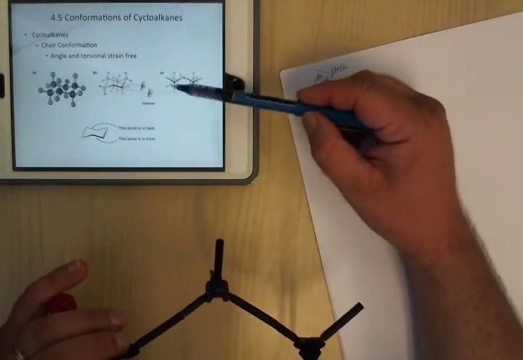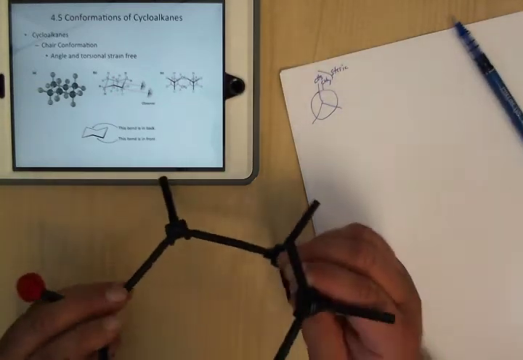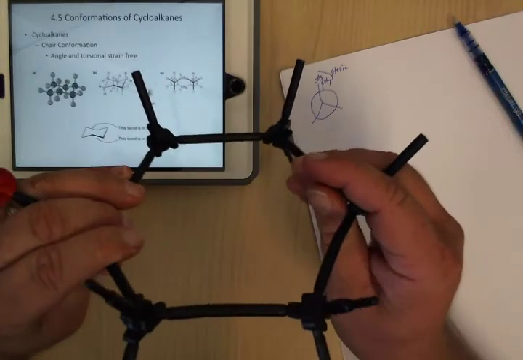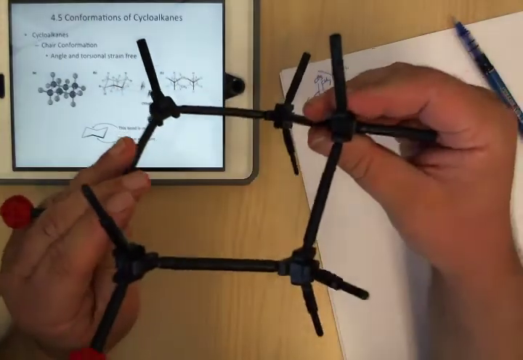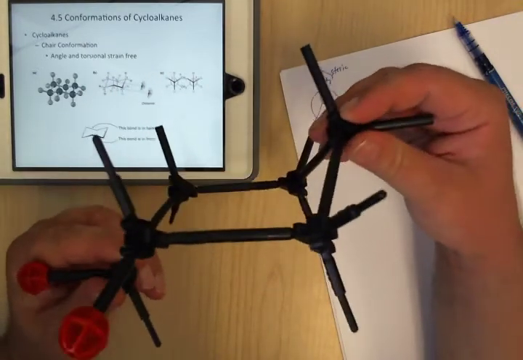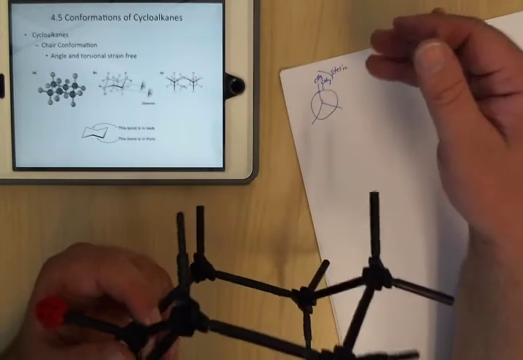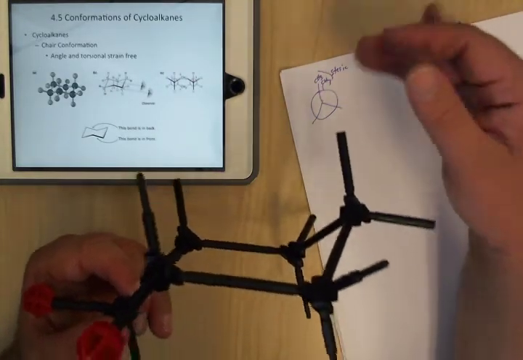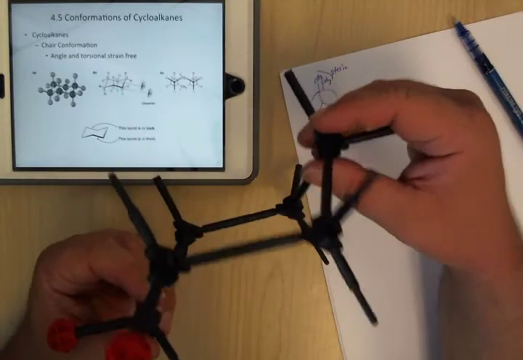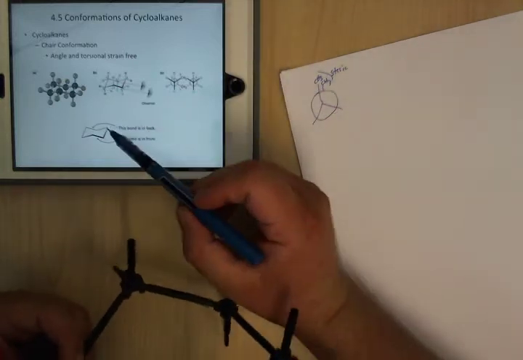Okay, so if it were straight, everything would be eclipsed, but when it puckers, one side goes up, one side goes down, and now we have everything staggered. We don't have any sort of steric strain, we don't have torsional strain, and we don't have angle strain either. This is where it's naturally going to want to go. Look at that.